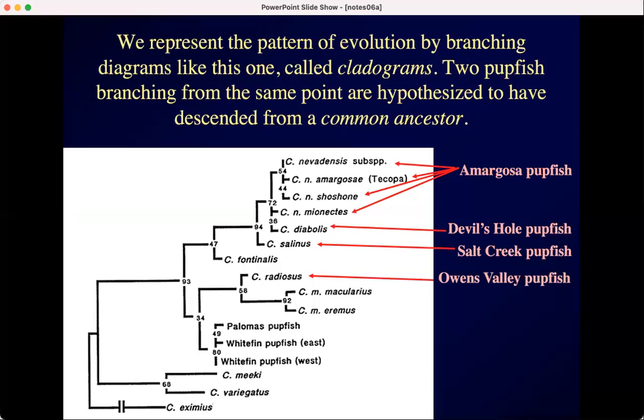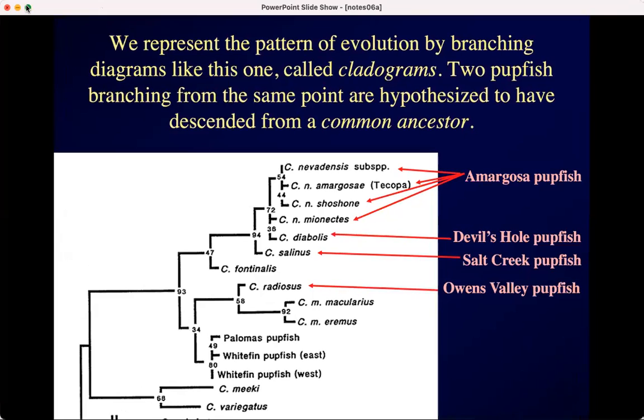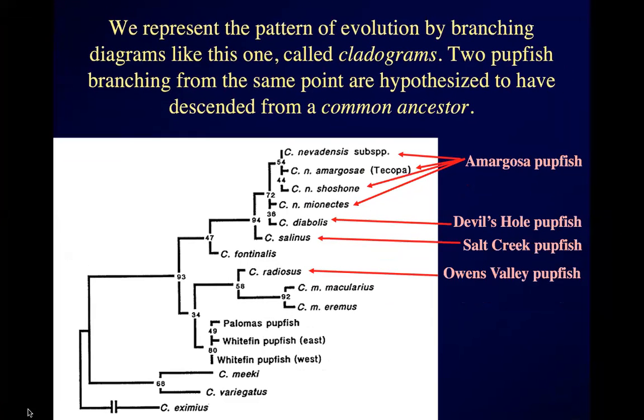And we represent those patterns of common ancestry with branching diagrams like this one. The data that this is based on is data from DNA that I will talk about later. Don't worry about it right this minute. But suffice it to say that each one of the names that you're seeing is the name of a species of pupfish. And any two pupfish that branch from the same point, we hypothesize descended from a common ancestor.